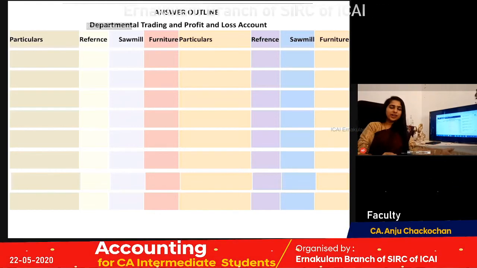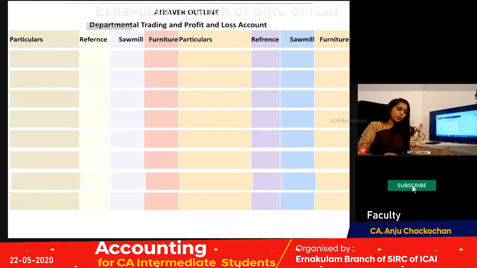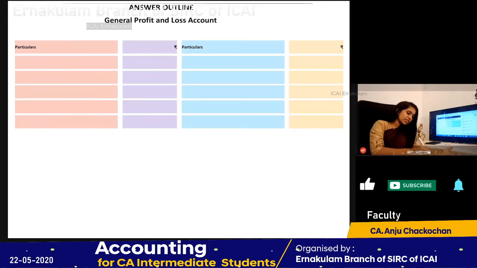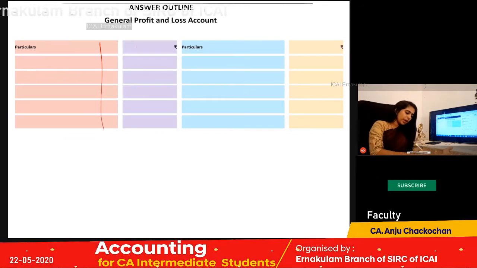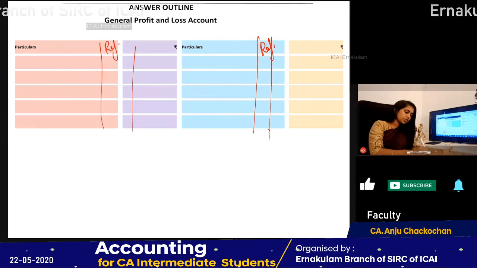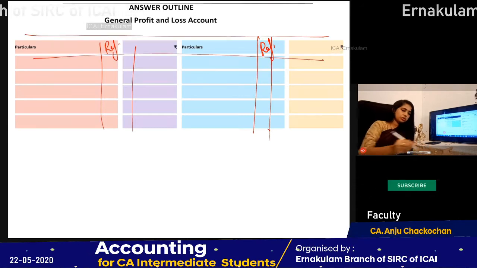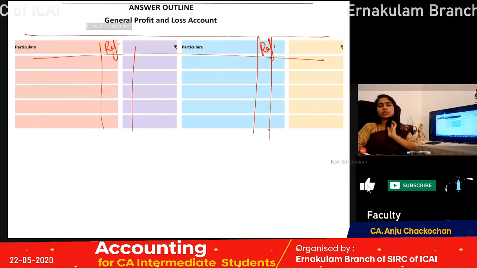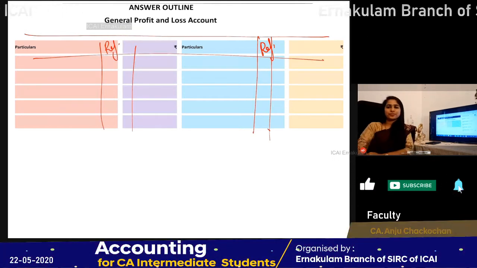So here we have, good Sandra, the departmental trading profit and loss account, the outline of it. Now we also have to prepare the general profit and loss account. So here we'll have one more reference column. The reference column is also required, and then have the general profit and loss account. So please do this also, the general profit and loss account outline, and once you're done, please drop in a message.